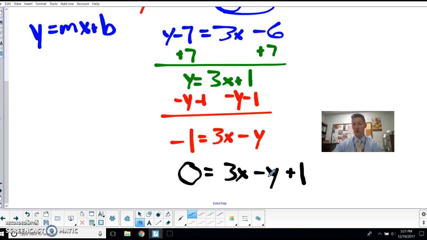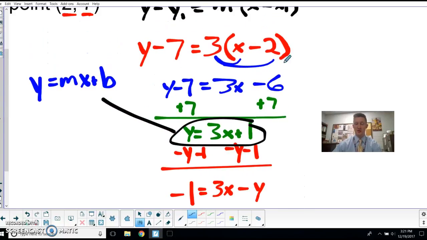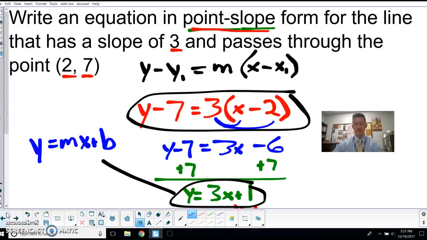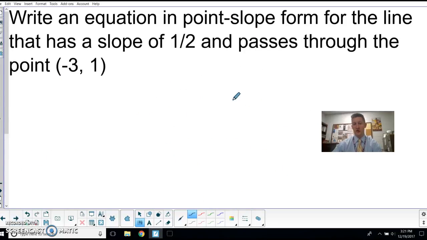So standard form-ish, okay, depending on what you're asked to do or what your answers are supposed to look like, kind of a personal preference thing. Slope-intercept form here, y equals mx plus b, and point-slope form here. So 3 different formats for the same line with the same information. We'll do another example here.